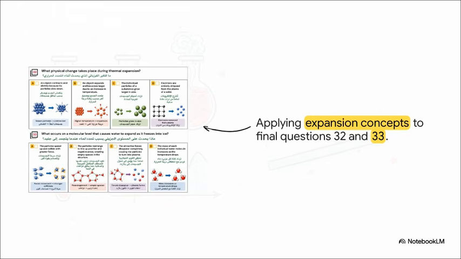Let's wrap up with questions 32 and 33. Question 32 asks, what physical change takes place during thermal expansion? Well, based on our rule, an object expands and becomes larger due to an increase in temperature. That's answer B. But question 33, this one throws us a real curveball. What happens on a molecular level that causes water to expand as it freezes into ice?